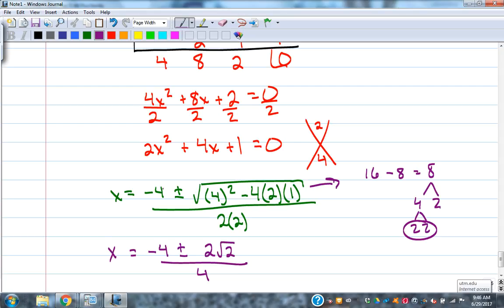Now, I look at that and I say, okay, 4, 2, and 4, they're all divisible by 2. So I'm going to divide those by 2. I've got my answers. That's the zeros. X equals negative 2 plus the square root of 2, all divided by 2. And x equals negative 2 minus the square root of 2, all divided by 2.